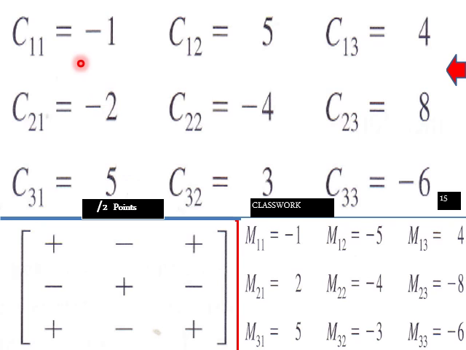So for your cofactors, you find your minors and then change your signs accordingly. Here, negative times negative 5 would be positive 5, and then positive 4, then 2. Here would be negative 2 now, because you have to apply your sign chart to that number. And then over here, negative 4 stays the same, and 8 becomes negative 8, etc. 5 will stay the same, 3 will become negative 3, and negative 6 will stay negative 6.